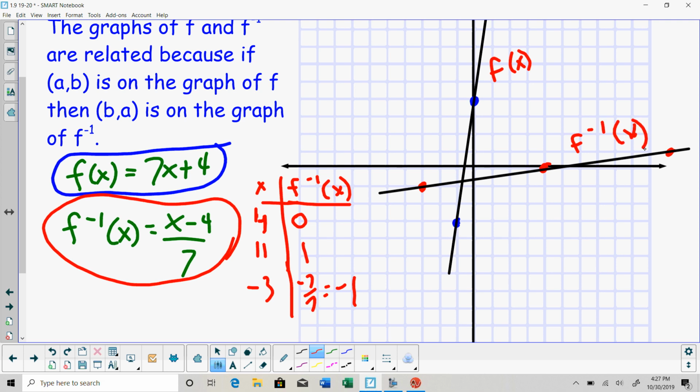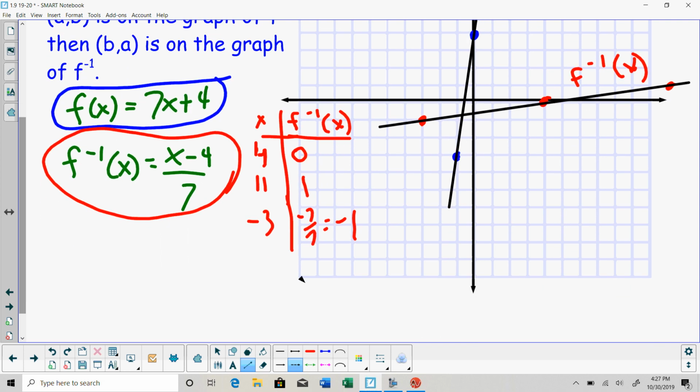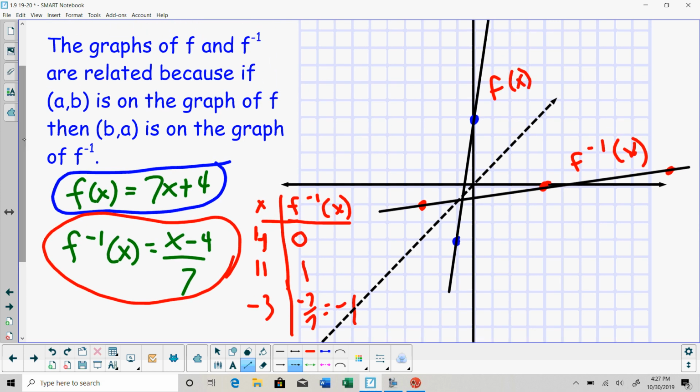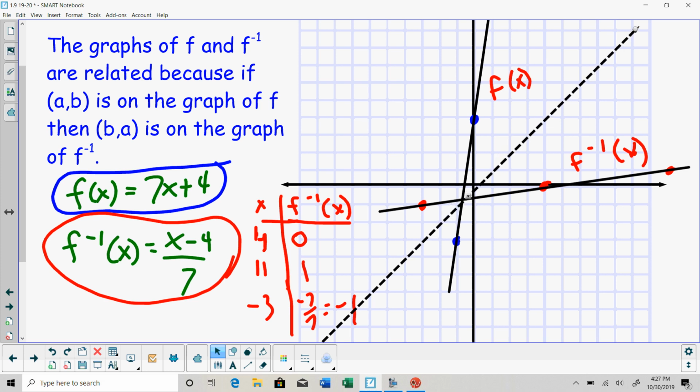But what's really cool about this is that these functions are reflections of each other over a special line, and that line is the line y equals x. So let me get this going here. Y equals x is this line that goes from, like, -1, -1 to 2, 2 to 5, 5. That would be the line. And so in this case, let me see if I can get this to go a little further up.